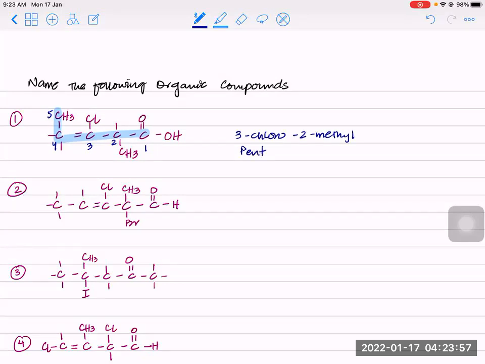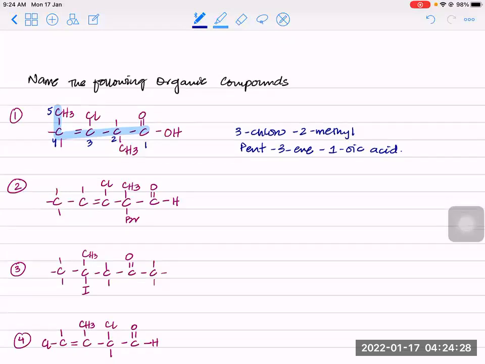So you will call this pent. Say, because it's not all single carbon bonds, it will be pent-3-ene. There's an alkene on carbon number 3. So pent-3-ene-1-oic acid. So you have 3-chloro, 2-methyl, pent-3-ene-1-oic acid. Clear? Let's see number 2.